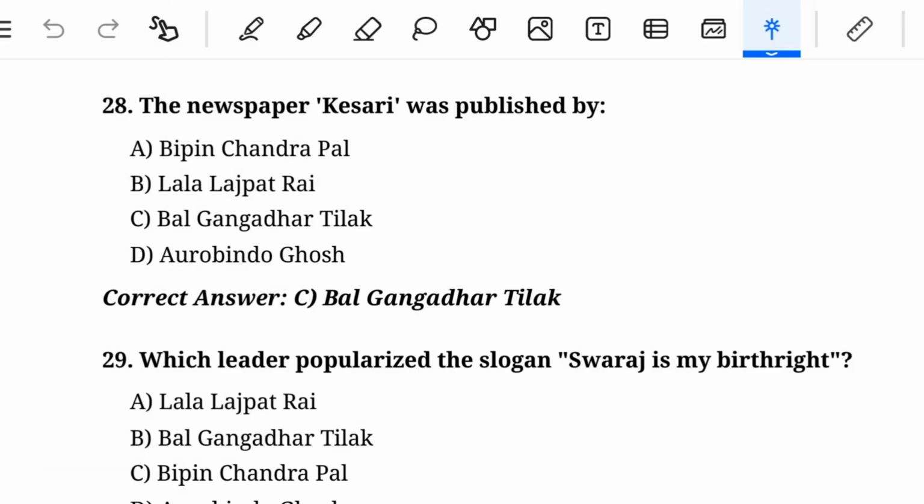28. The newspaper Kesari was published by A. Bipin Chandra Pal. B. Lala Lajpat Rai. C. Bal Gangadhar Tilak. D. Aurobindo Ghosh. Correct answer C. Bal Gangadhar Tilak.